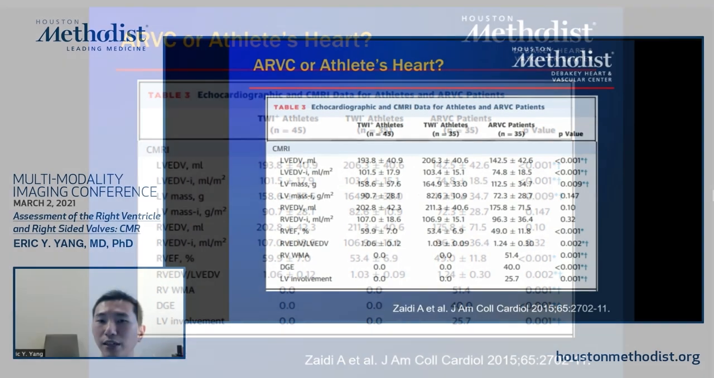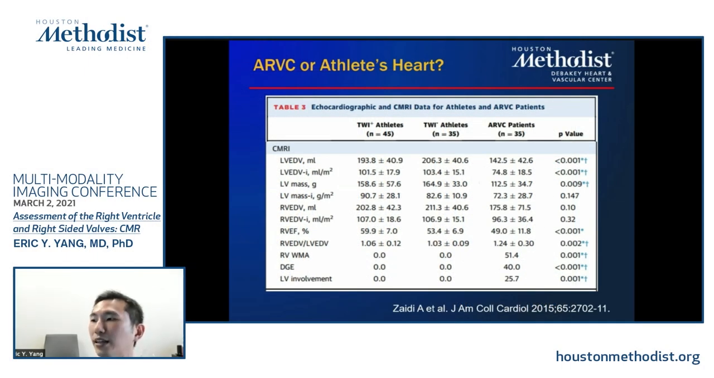Often the two get confused, though. A lot of times we get patients who come in with unexplained dizziness and passing out, and so then the question becomes ARVC or athlete's heart. Looking at the different criteria, you'll see that athletes tend to have much larger ventricles, but their EF is fairly well preserved. Their overall LV mass tends to be preserved. They didn't quantify RV mass in here, forgive me. They tended to not have as dilated ventricles in terms of ratio compared to the ARVC patients. And ARVC patients tended to have more wall motion abnormalities, LGE, et cetera.